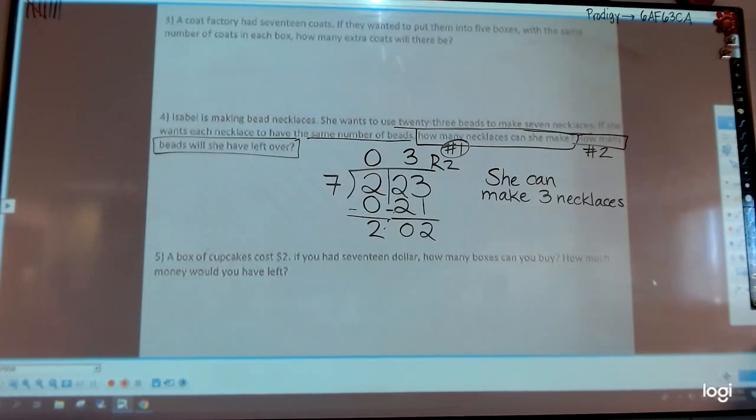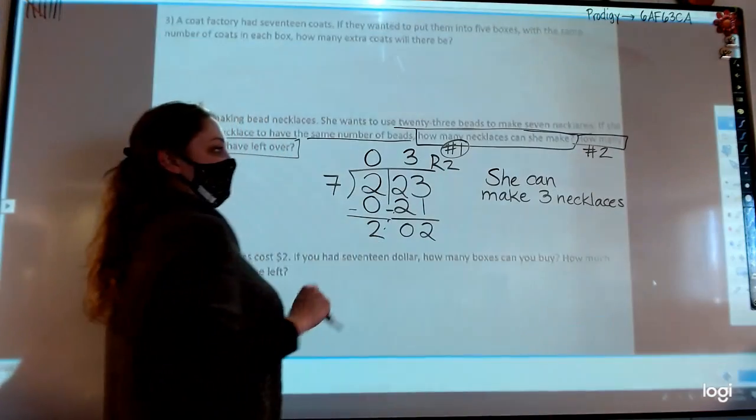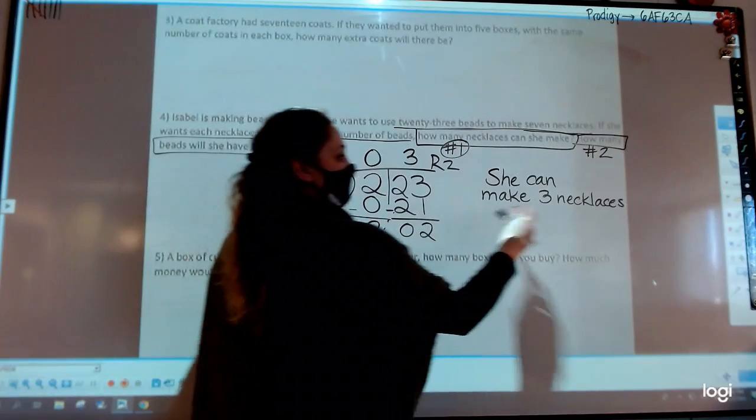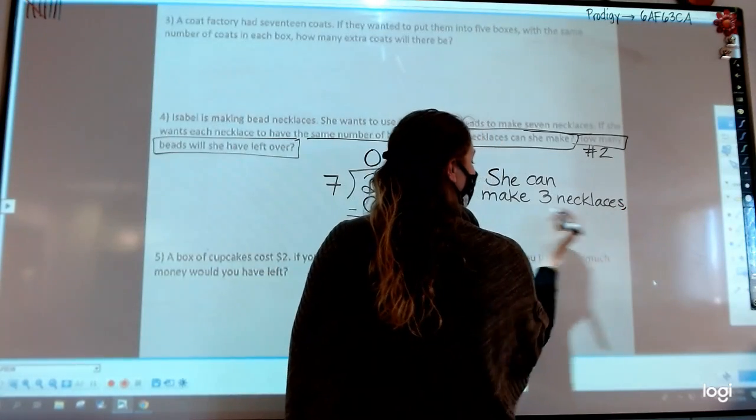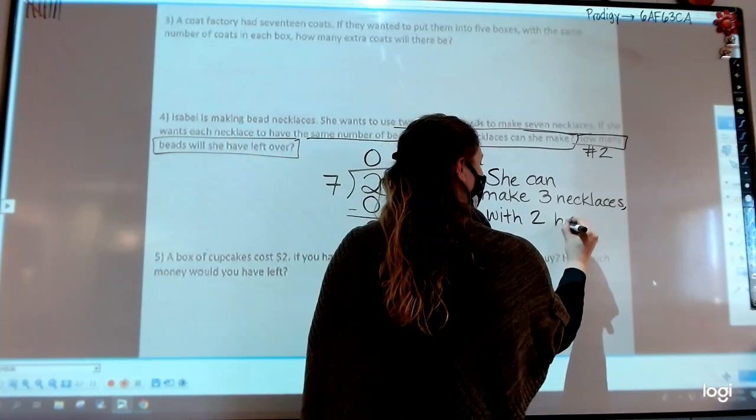And then we have another question to answer. So she can make 3 necklaces. And then, second question, how many beads will she have left over? What do you guys think? Noah? 2. So we had 2 beads that she couldn't fit into her necklaces. Okay? So she can make 3 necklaces with 2 beads left over.